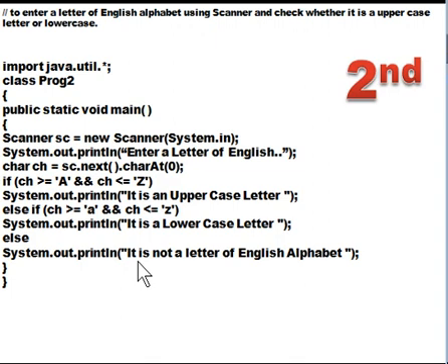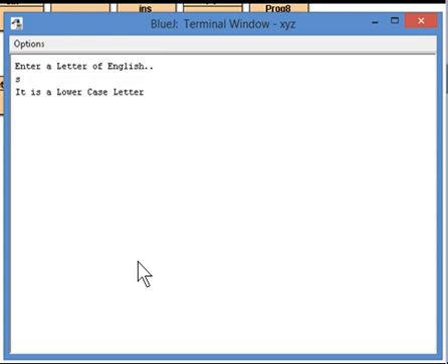Let's check the output of this program. If you see the output here on the terminal window, the user is asked to enter a letter of the English alphabet. The user has entered s in lowercase. So what is displayed? It is a lowercase letter. So the condition was checked and accordingly the output was displayed.